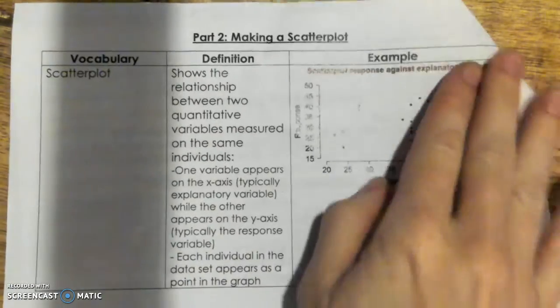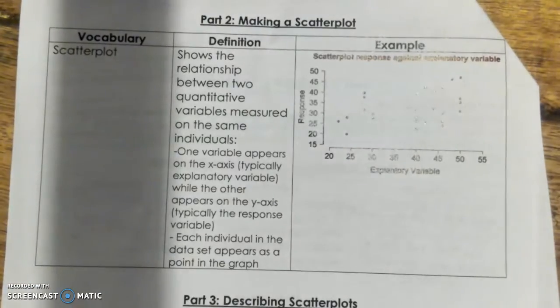All right, getting into the scatter plots. Scatter plots show the relationship between two quantitative variables measured on the same individuals. One variable, the explanatory variable, goes on the x-axis, and the response variable goes on the y-axis. Each individual in the data set is a point on the graph.